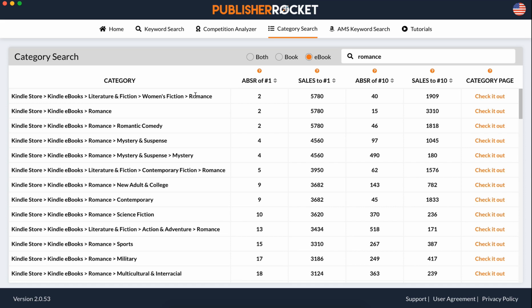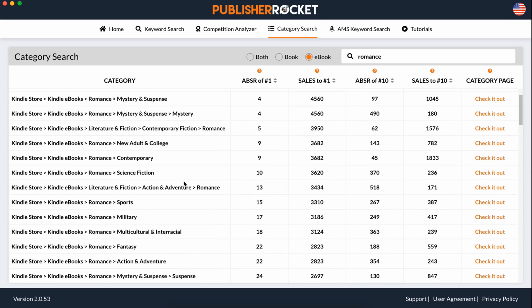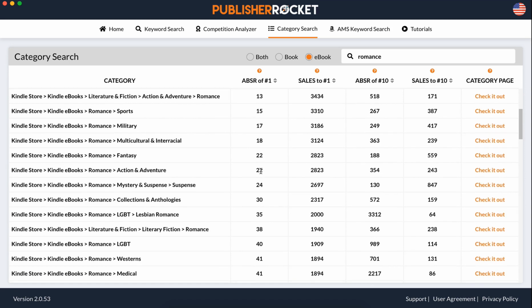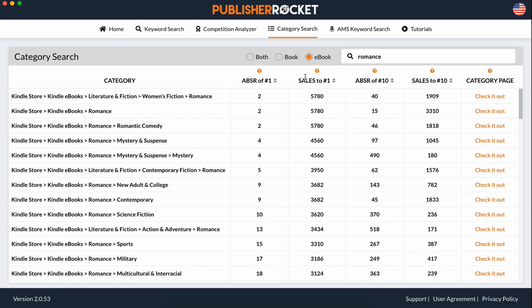So no surprise, women's fiction, romance is the second highest selling book, mystery and suspense, fourth highest, new adult and college, ninth highest. These are all incredibly competitive categories. That's why they have these very low ABSRs. This also tells you here how many sales you need to get to number one. This almost always tracks pretty much exactly with this.